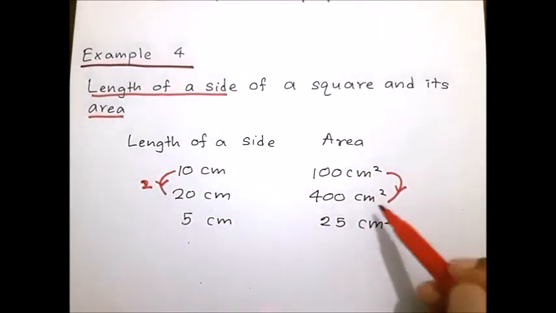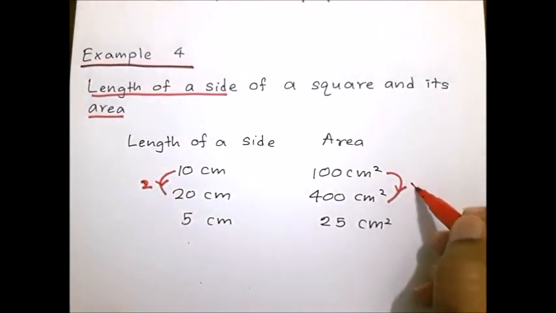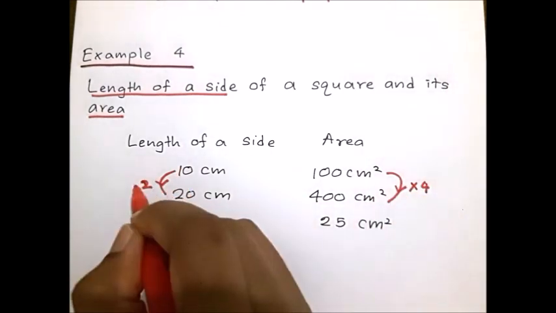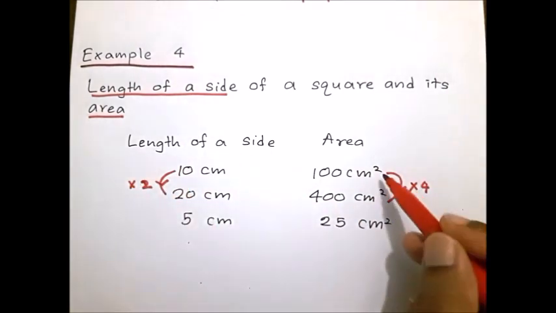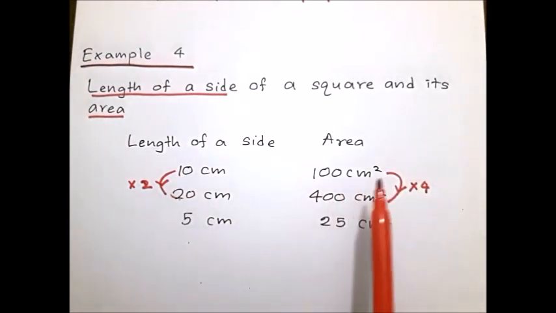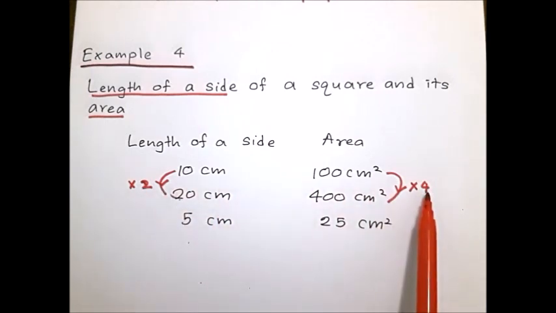Here 100 multiplied by 4, 400. 10 multiplied by 2, 20. 100 multiplied by 4, 400. Here if one quantity increases, the other one also increases, but not in the same ratio.